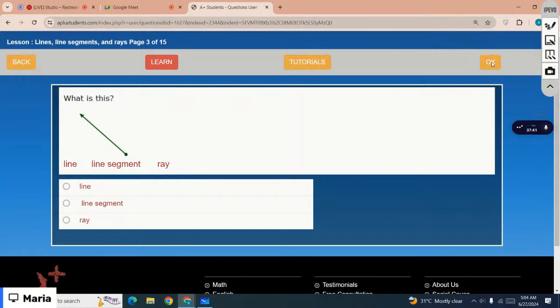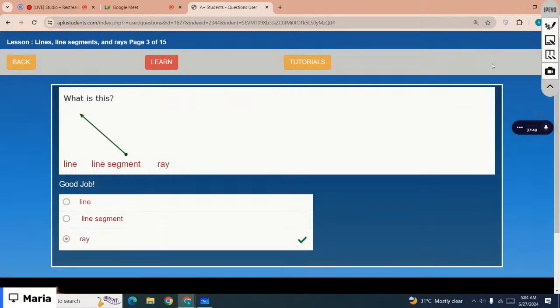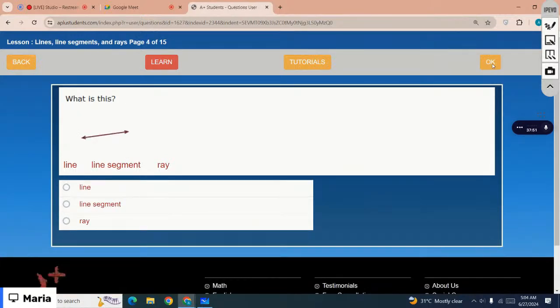That's a ray, right? It can be extended on one side, so that is a ray. The correct option is ray. What is this, line, line segment, or ray? Which is the correct option? The correct option is line. That's a line.